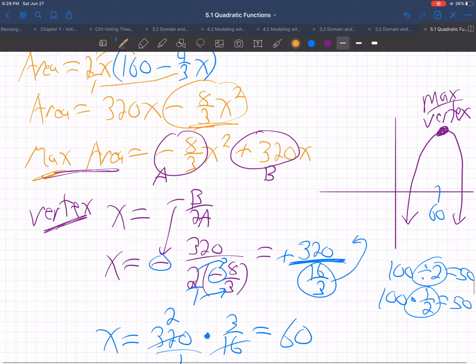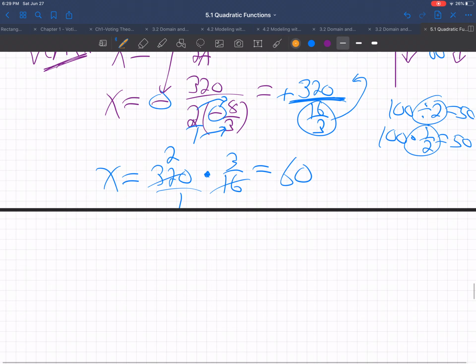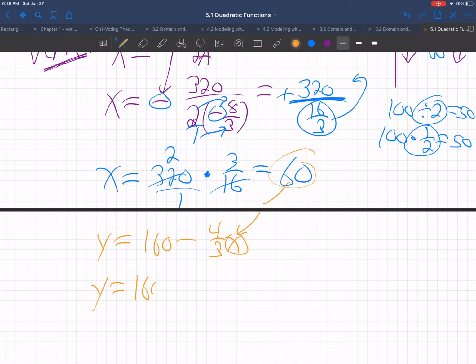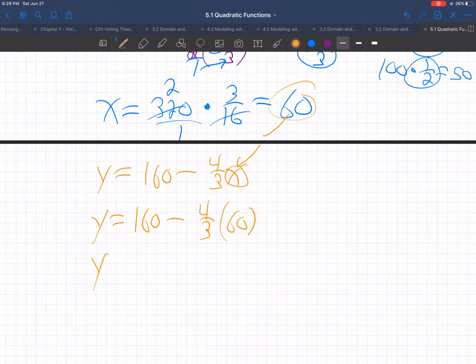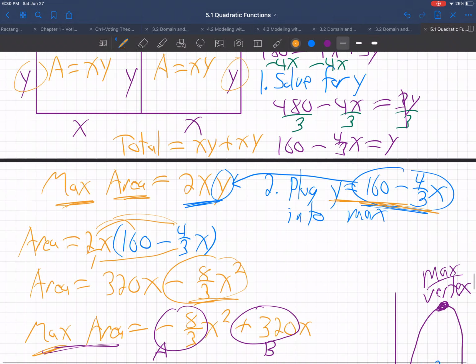Well, you go back up and grab the formula. We had it right there. Y is 160 minus 4/3 x. So y is 160 minus 4/3 x. Plug in that x right there, and you get 160 minus 4/3 times 60. This is over 1. 3 goes into 60 20 times. 20 times 4, 80. So y is 80. So that means that x should be 60 and y should be 80 for maximum.